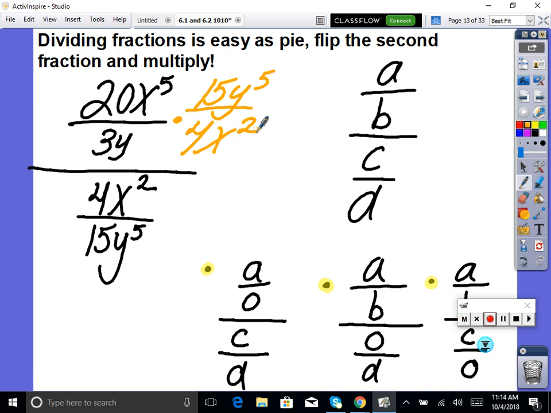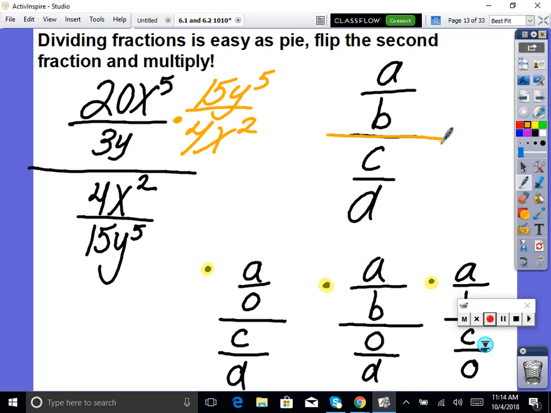Now here is one additional thing in your notes. There is one thing to note when it comes to division. So in your notes, write this: with division, one thing to note, we actually are going to have an additional restriction. So let me explain why. If I give you an example, a divided by b divided by c divided by d.